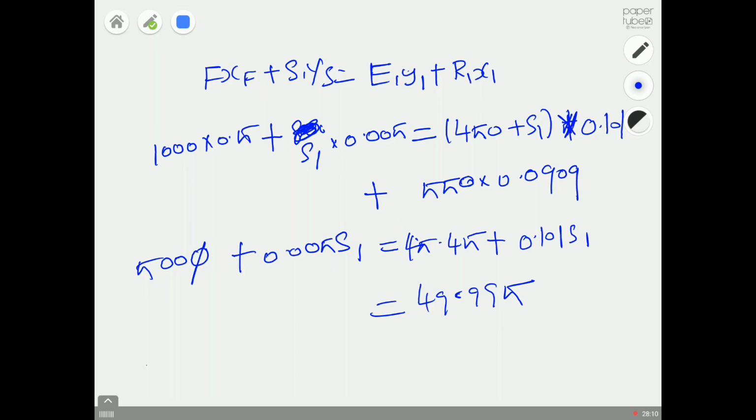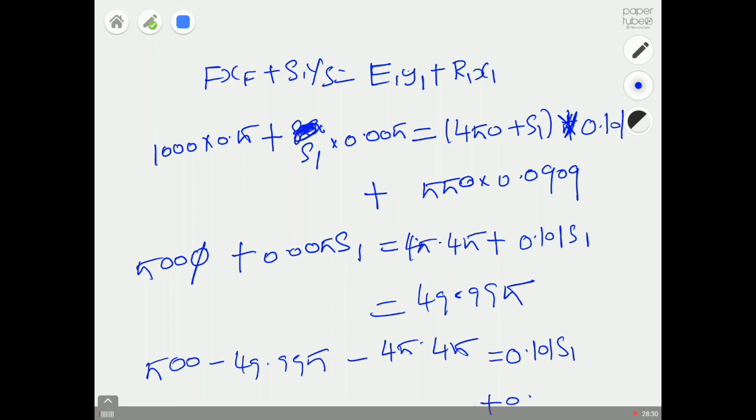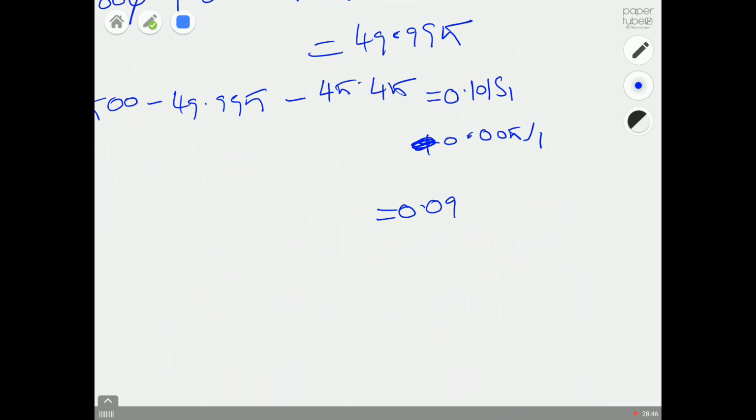So let's do this: 500 minus 49.995, hope I'm not making any mistake here, minus 45.45, that should be equal to 0.101 S1 minus 0.005 S1. So what will be that value? 0.101 minus 0.005, so this is like 0.096 S1. On the other side, equal to 500 minus 49.95 minus 45.45, so that's equal to 404.55.